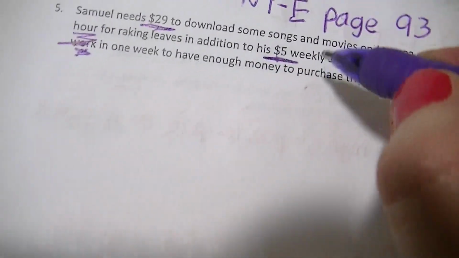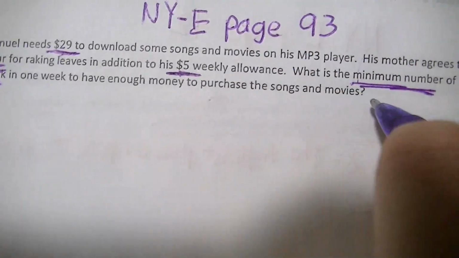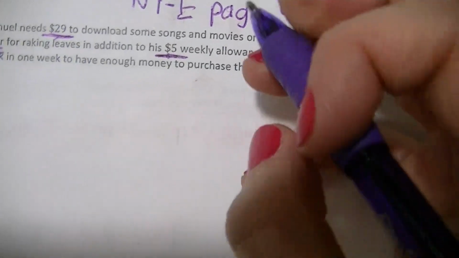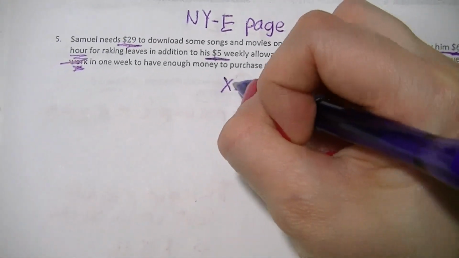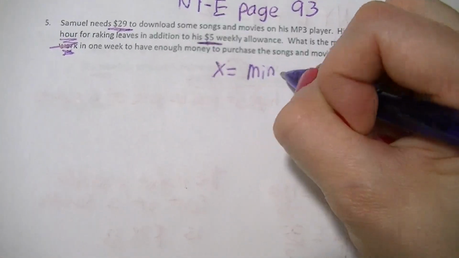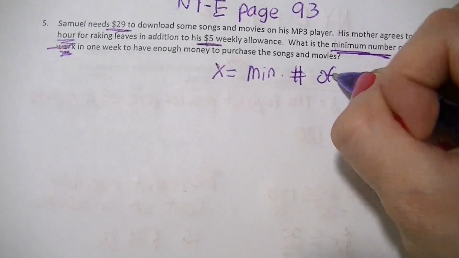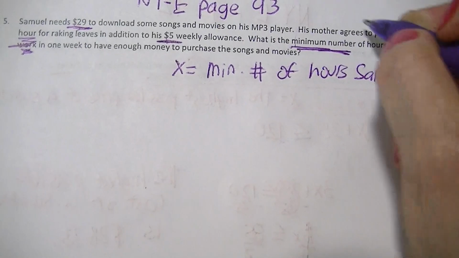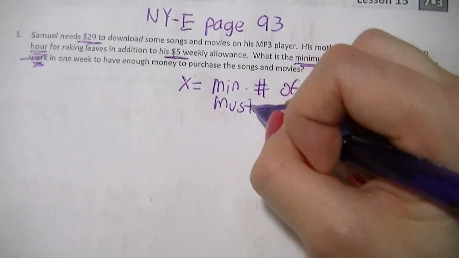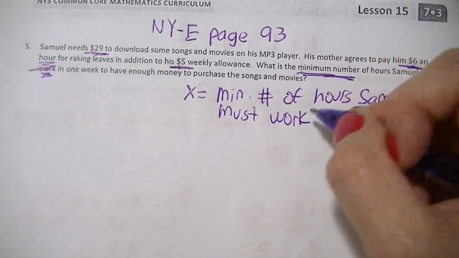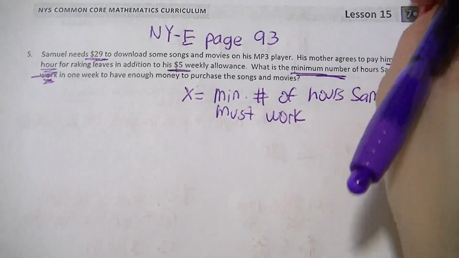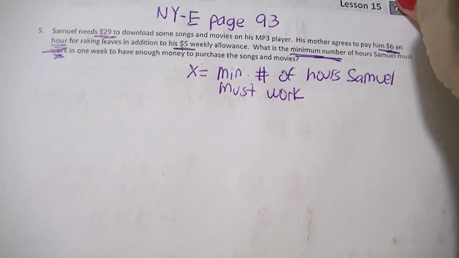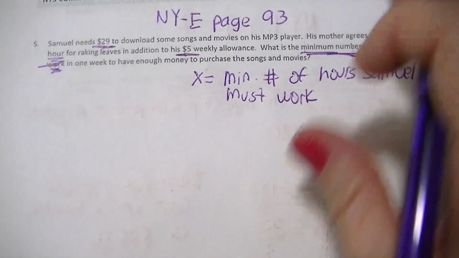So I'm going to start off by identifying the variable. So we need to know what's the minimum number of hours he's got to work. So X is going to represent the minimum number of hours Samuel must work in order to get enough money to download those songs and movies on his MP3 player.